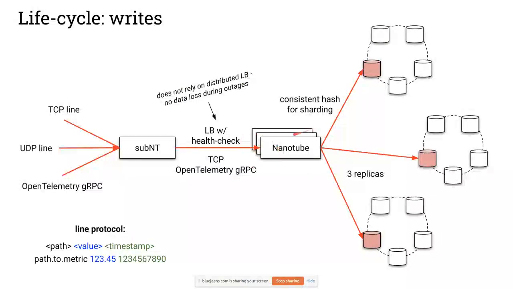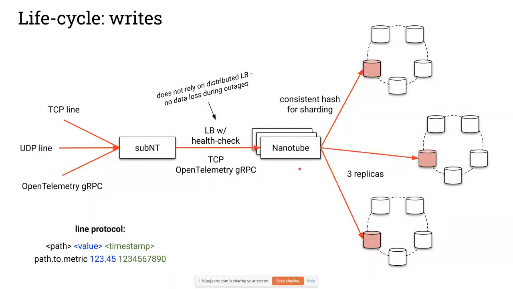And then nanotube performs the hashing and replication to stores. Stores are organized by shards. And we write 3 replicas for each data point to 3 different stores. Stores by themselves are quite simple. They get the data and they store it. They don't do any kind of replication or sharding by themselves. This work is done by Nanotube.